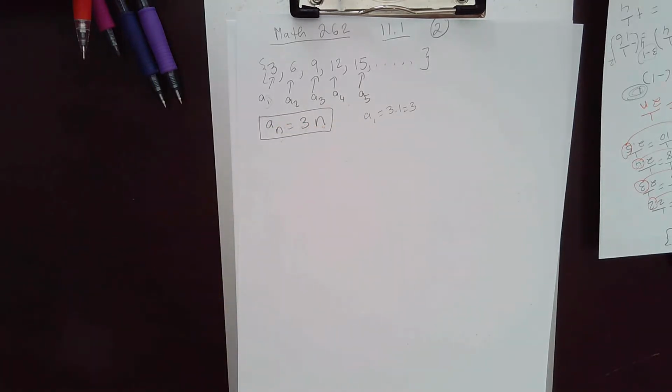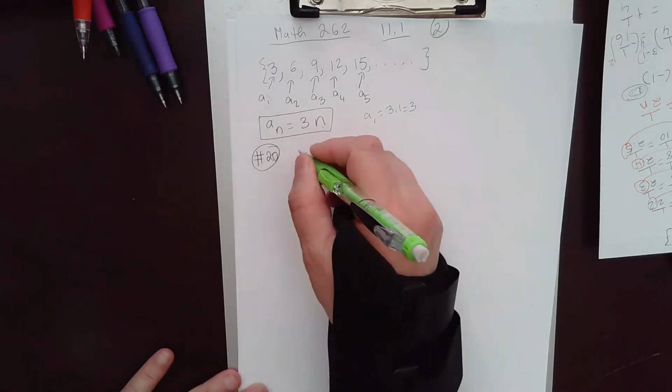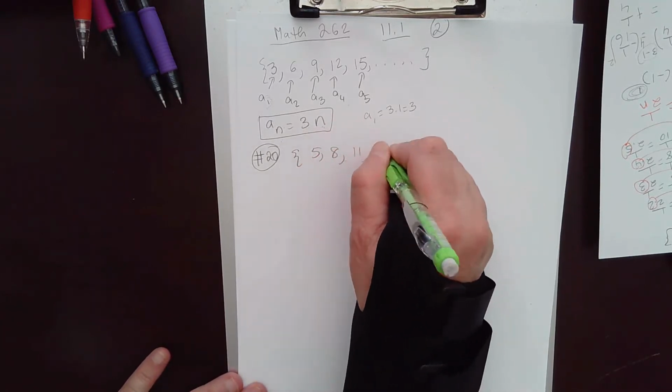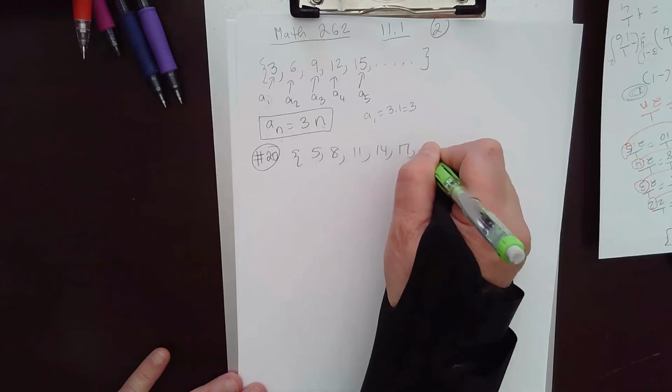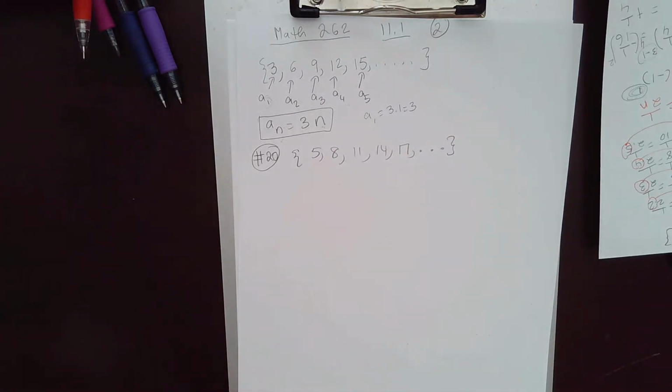Okay? So I want to give you one more. Number 20, please write it down. 5, 8, 11, 14, 17, and so on. Can you find the right sequence? So go ahead, take the time, pause the video and try to see what you have here.